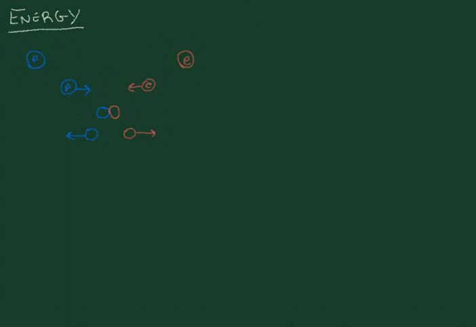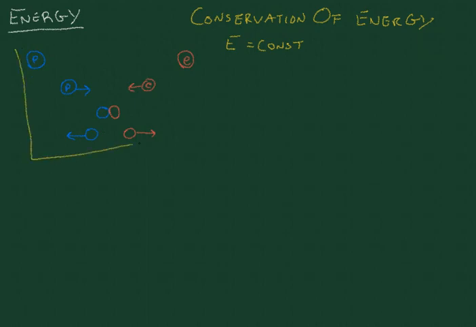Well, the energy of the system is constant. This is the principle of the conservation of energy. As long as we don't add any energy to the system, if we just draw a box around this and say we're not going to let anything in or out, then the energy in this box is always going to stay the same. It's never going to change. But it does change forms.